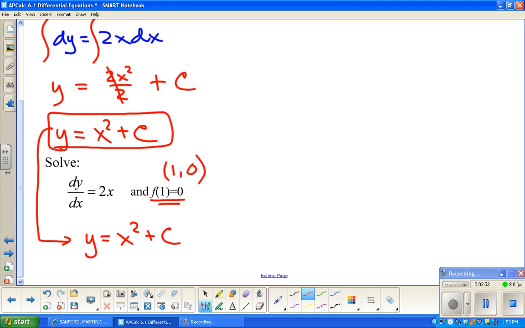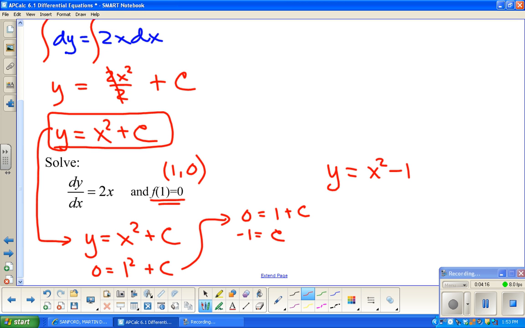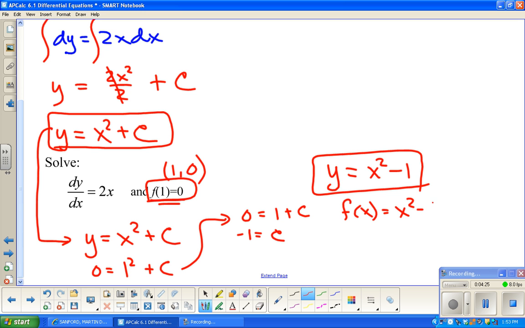So I have an x and a y value here, and I can actually substitute in the y value 0 and the x value 1, and I can solve for c. So this is going to be 0 equals 1 plus c. Subtract 1 from both sides. c is negative 1. So that means that it's really y equals x squared plus negative 1, or in other words, x squared minus 1. So I was actually able to find the specific solution once I knew this. And since it is f of x, I could write that.